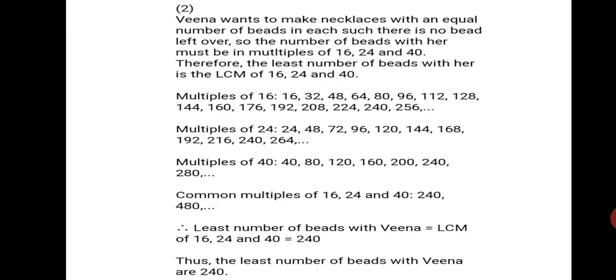So the common multiples of 16, 24 and 40 are 240, 480 and so on. We pick up the least one, that is 240. Therefore, the least number of beads with Veena is equal to the LCM of 16, 24 and 40, which is equal to 240. Thus, the least number of beads with Veena is 240. 240 is your final answer.